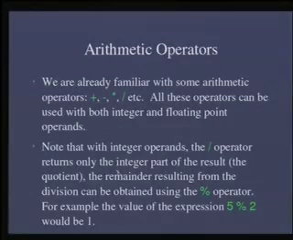Okay, there is another operator called the percent operator, which is applicable only to integer types, and this essentially returns the remainder of the division operation. So for example, the value of the expression 5 % 2 would be 1, because if you divide 5 by 2, the quotient is 2 and the remainder is 1. So the 5 % 2 expression evaluates to the remainder, which in this case is 1.